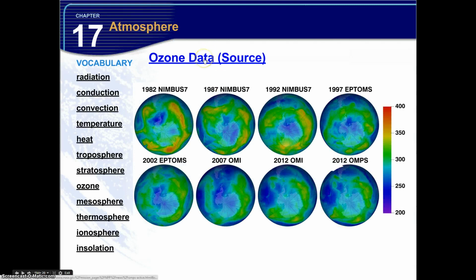If you click on the link, you can go to NASA's source for these images. You can see here, these are in Dobson units. 200 is the lowest, 400 is the highest. You can see what the changes are between 1982 all the way to 2012.